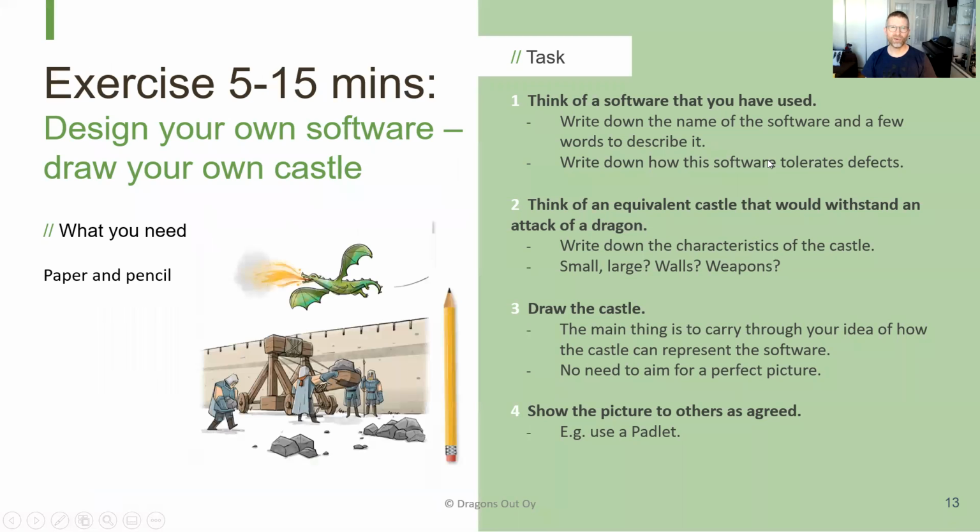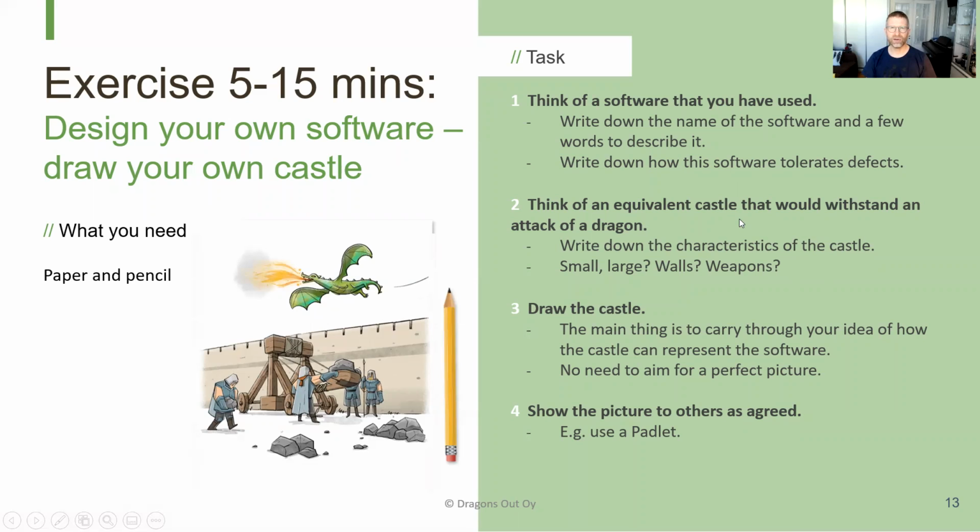Again, we go for an exercise. This is also a drawing exercise. Here we design our software, meaning we draw our castles. So think of some software that you have used. Try to pick a software that seems quite tolerable against defects. So write down some characteristics of this good software. And then think of a castle that in the same way would actually withstand an attack of a dragon. Well, that would be a very good, strong castle.